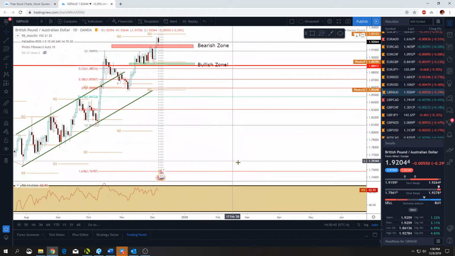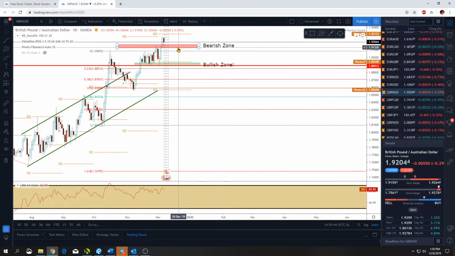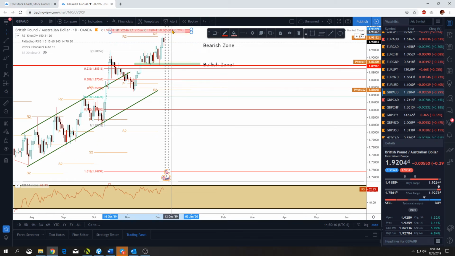Now, here's kind of where I'm at. This is no longer bearish. I'm bullish here. Mostly because you had this impulse leg.